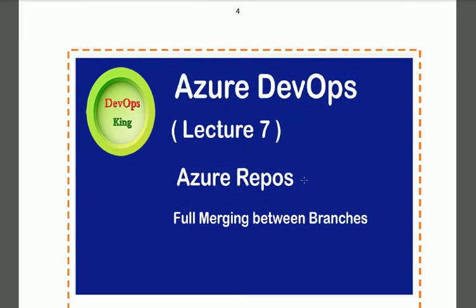In lecture number 7, we shall discuss the merging between the branches. What is the purpose of the merging? By doing the merging from one branch to another branch, we shall migrate the files in the other branch so that the code is reflected in the second branch.